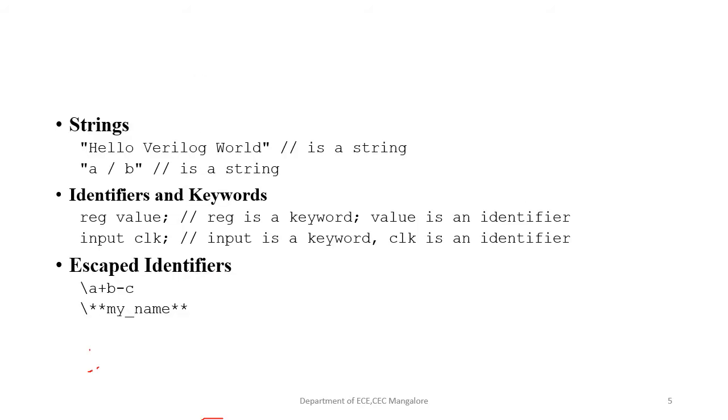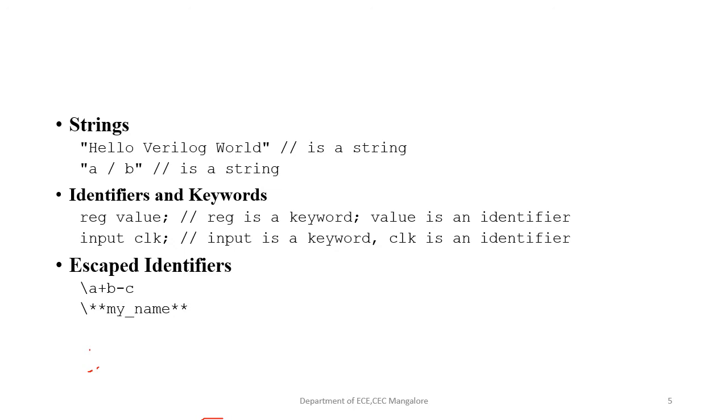Okay, next topic is strings, identifiers and keywords, and some escaped identifiers. I think you know what a string is. Strings are nothing but a sequence of characters, so that you can display, print, or input or output. You can give this to external or input to the internal circuit also. Strings are written in double quotes, starting with a double quote and ending with a double quote.